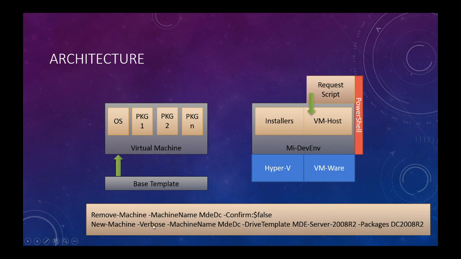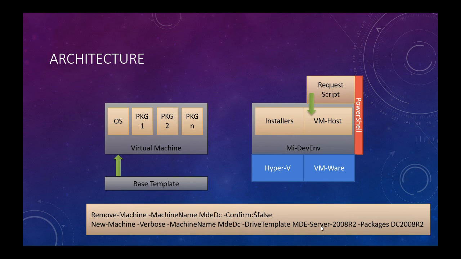Verbose will give us some really nice trace messages about what's going on, like network settings, the memory that's supplied to the machine and so on. So again, here's the name of the machine that we're creating. And then we're telling Mi-DevEnv to use a drive template, and this is this base template that we've talked about earlier. And the base template is called MDE Server 2008 R2. So you can guess which operating system's being used inside that base template. So there's the machine name, and there's the template that the machine will be based upon.